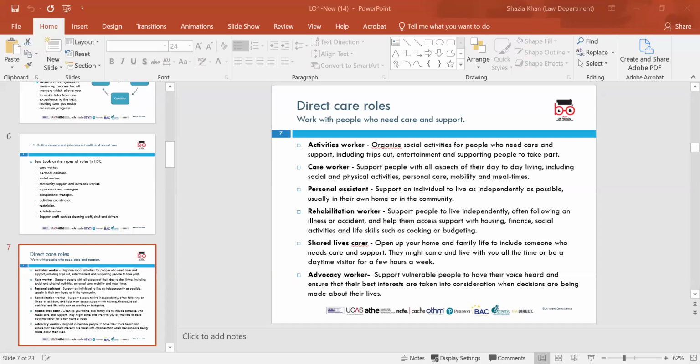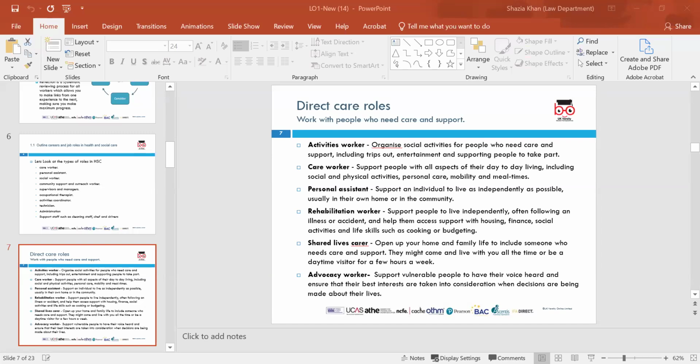The next one is shared lives carer. What's that? That's anyone who needs care and support. It could be an older person who has dementia, or a young person who's transitioning from foster care. It's someone who has a long-term condition and wants to live independently with the support of someone else. So the shared lives carer will be there to support an individual, anyone with mental health issues, disability, or physical impairment.